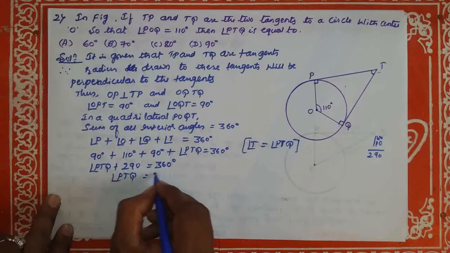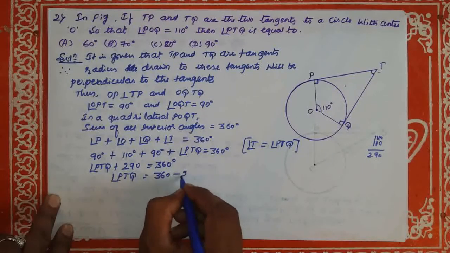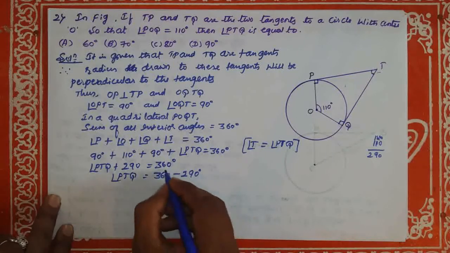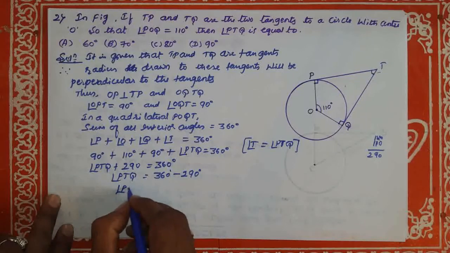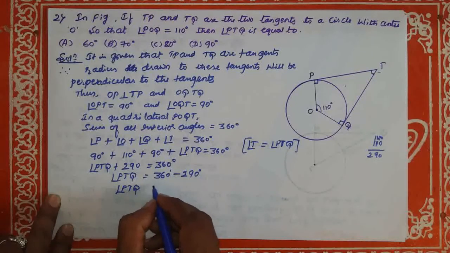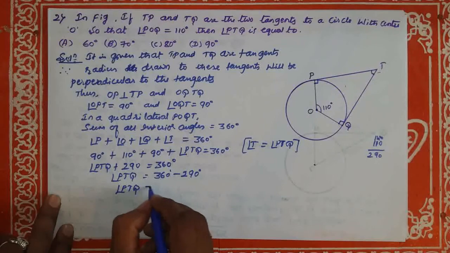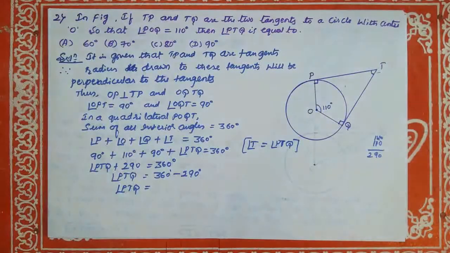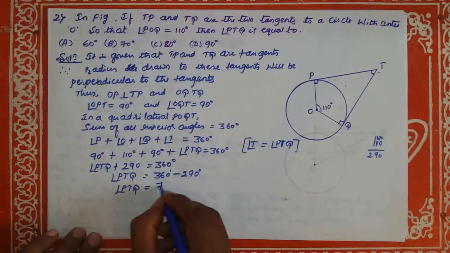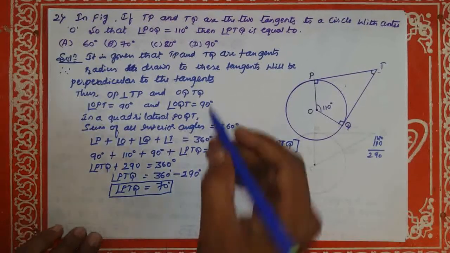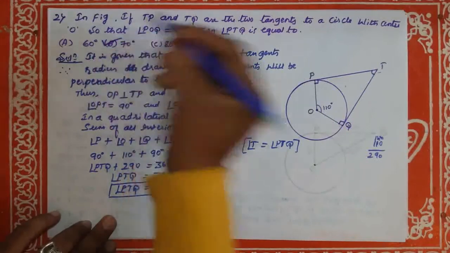Angle PTQ is equal to 360 minus 290 degree, which is equal to 70 degree. Hence, option B is the right answer.